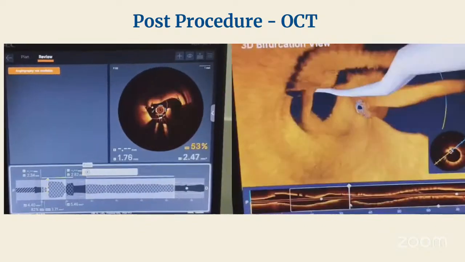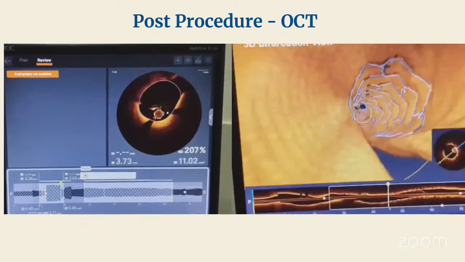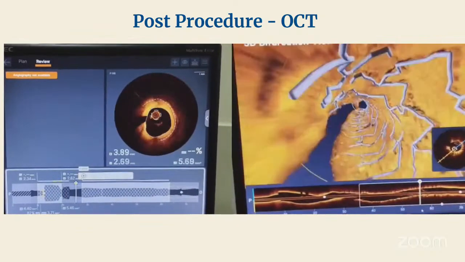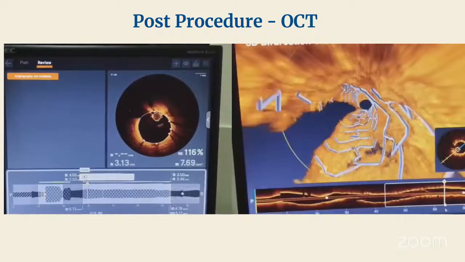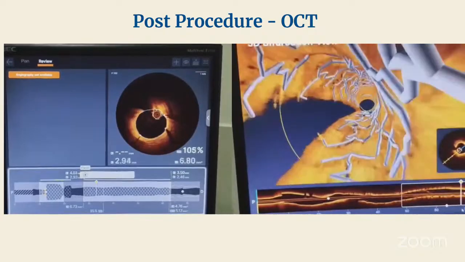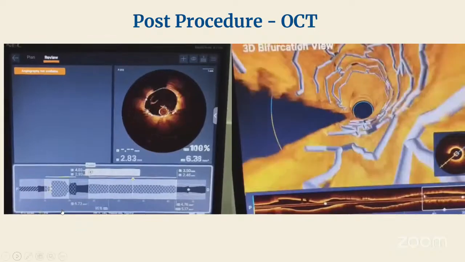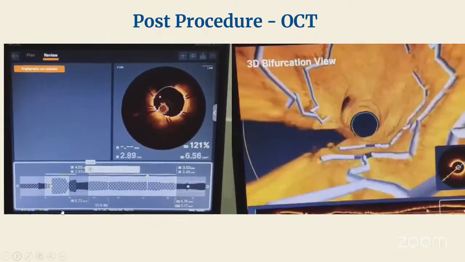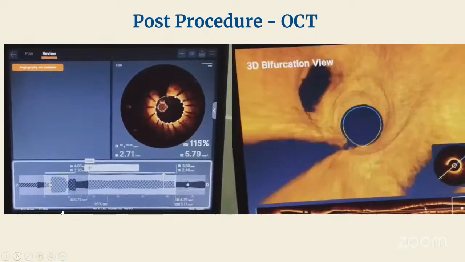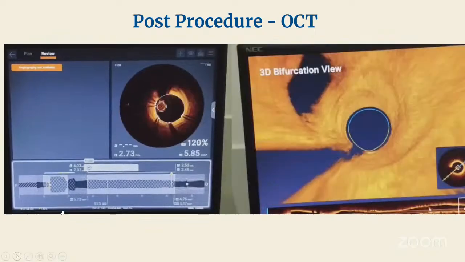And this is the fly-through image. You can see that the wire is going to the circumflex, and the other part of the stent is being visualized in a 3D view, which is well opposed without any tissue prolapse or any edge dissection or intramural hematoma.